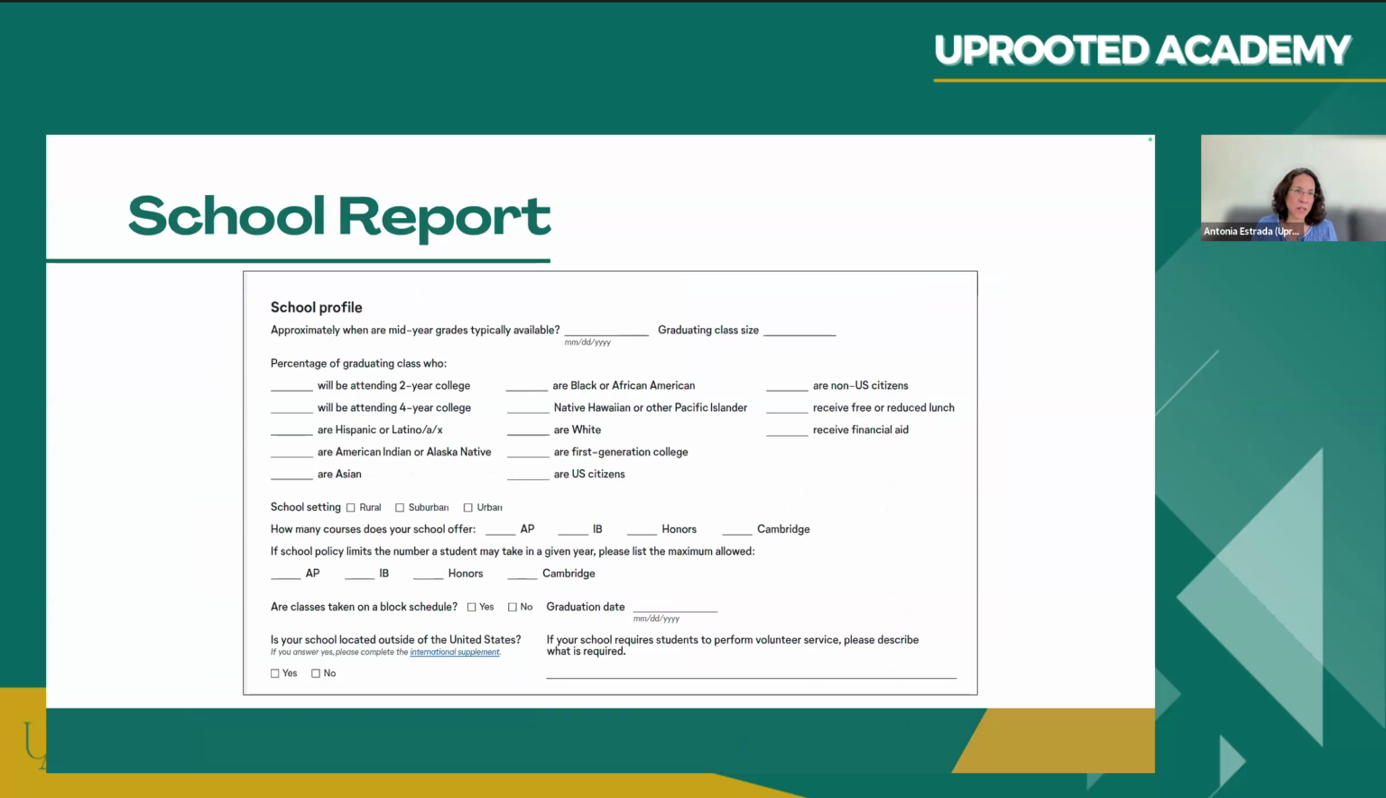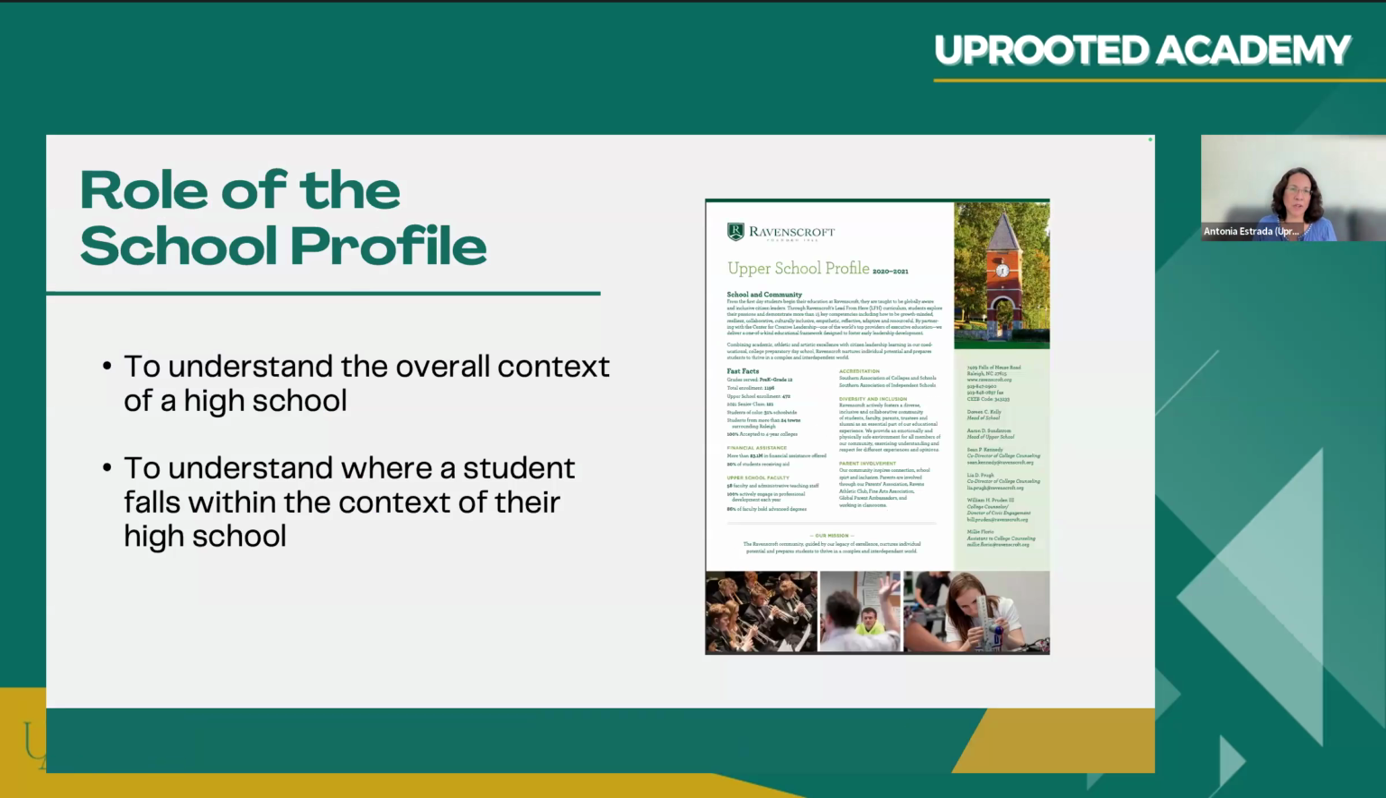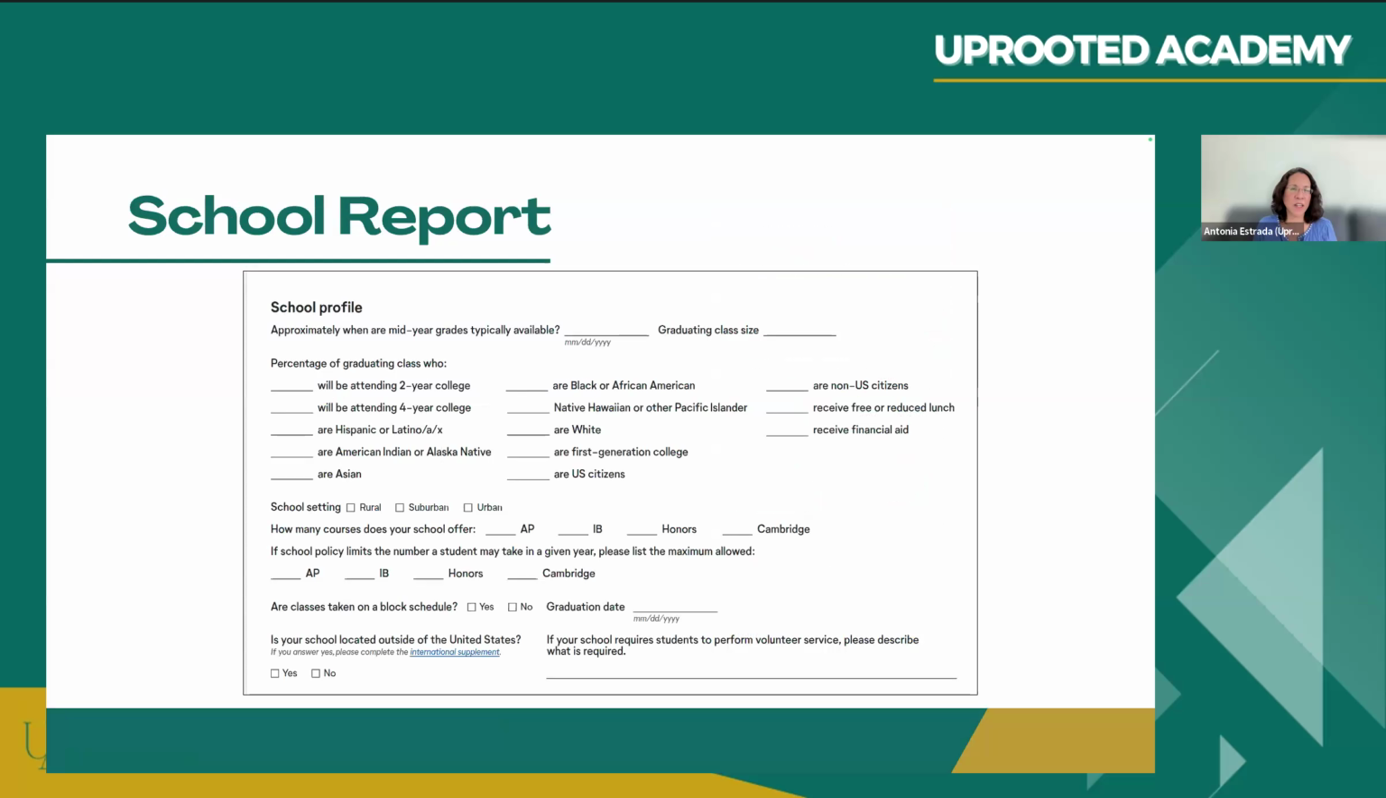So, for example, when it's asking you how many courses does your school offer, you can see here that you have slots for AP. Oh, sorry about that. My mouse is very sensitive today. For AP, IB, honors, and Cambridge. But what if your school offers other programs like AVID or magnet programs or dual enrollment, right? So those options aren't listed. So the school report, because it's standardized, might not be inclusive of all the curriculum options that are actually offered by a high school. This can also lead to issues with consistency.